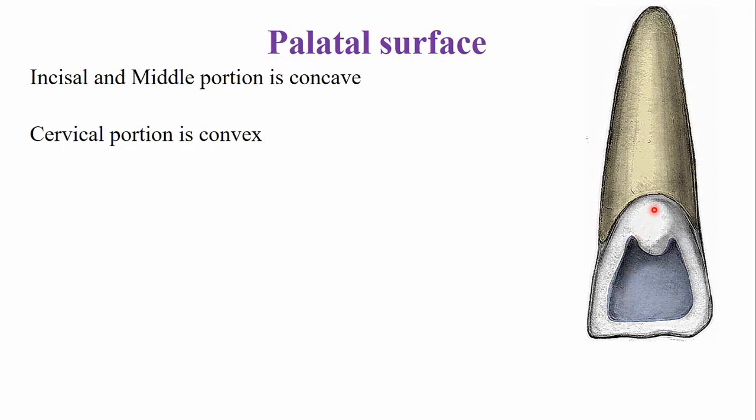This is the cervical portion. The cervical portion is convex, and this convexity is present because of the presence of the cingulum. This convexity is known as the cingulum, and it is a rounded and smooth convexity.